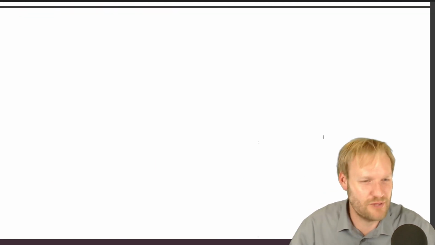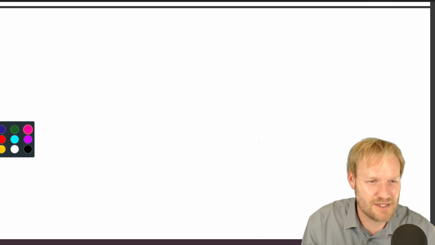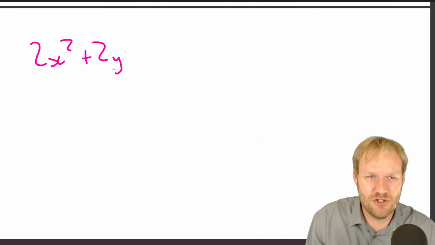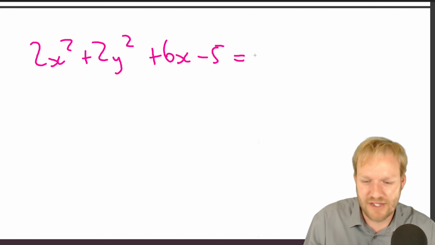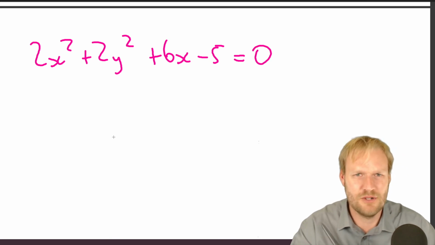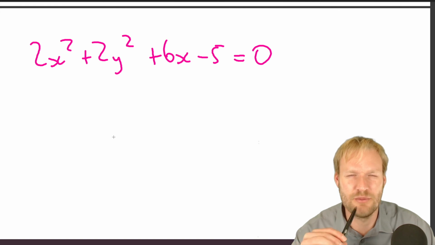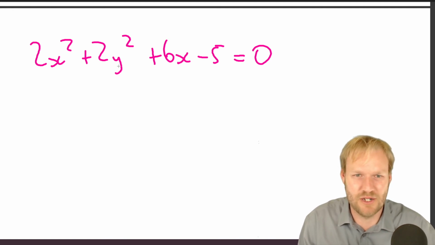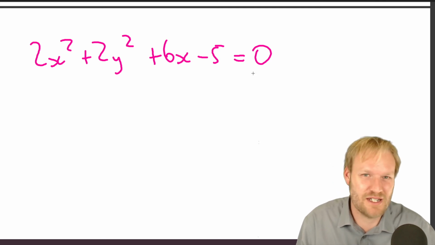Let's do one last one, just because it throws up something slightly different. So let's say we've got 2x squared plus 2y squared plus 6x minus 5 equals 0. Okay, cool. Now, what do you notice that's different about this one compared to the previous examples? Well, in this case, I guess there are a few things. One is that we've got 2x squared and 2y squared, not x squared and y squared. There are no y's over here. It's 0 on the one side. We didn't always have that.